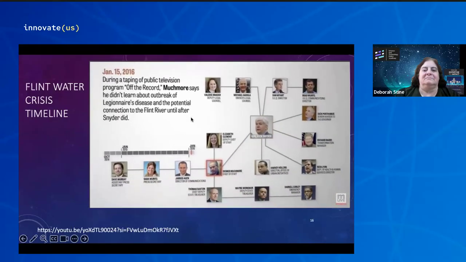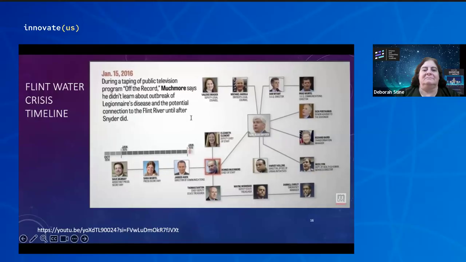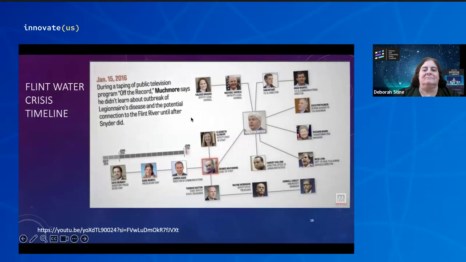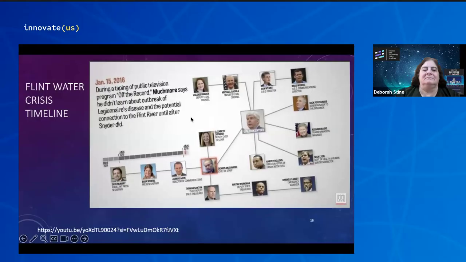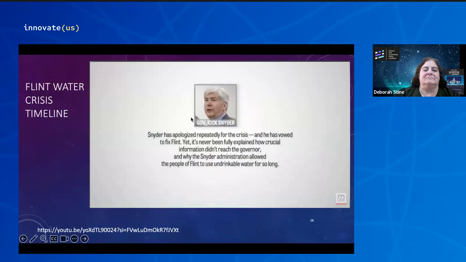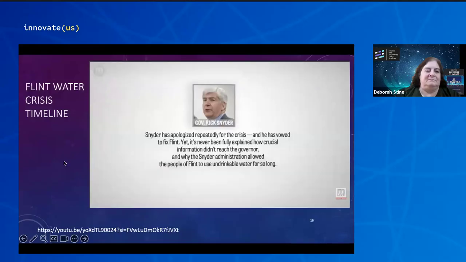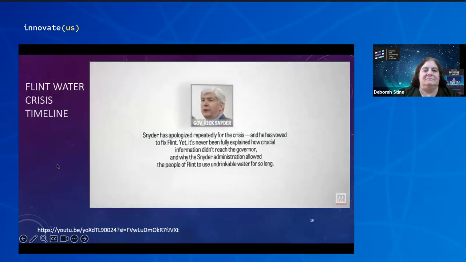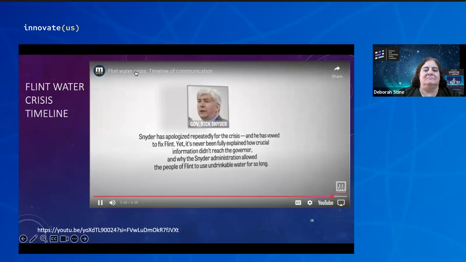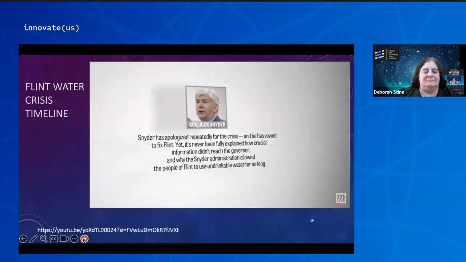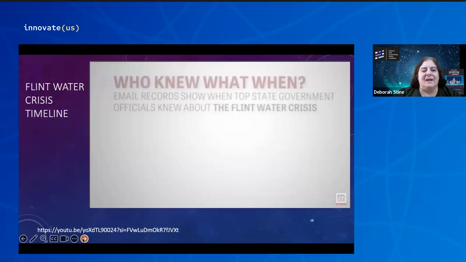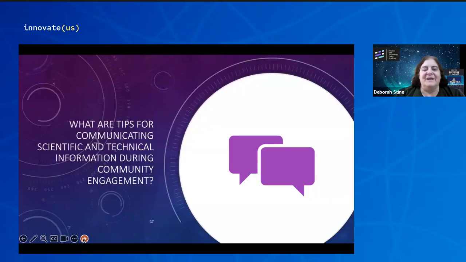January 15th. During a taping of the public television program Off the Record, Muchmore says he didn't learn about the outbreak of Legionnaire's disease and the potential connection to the Flint River until after Snyder did. Snyder has apologized repeatedly for the crisis, and he has vowed to fix Flint. Yet it's never been fully explained how crucial information didn't reach the governor, and why the Snyder administration allowed the people of Flint to use undrinkable water for so long. Who knew what when?